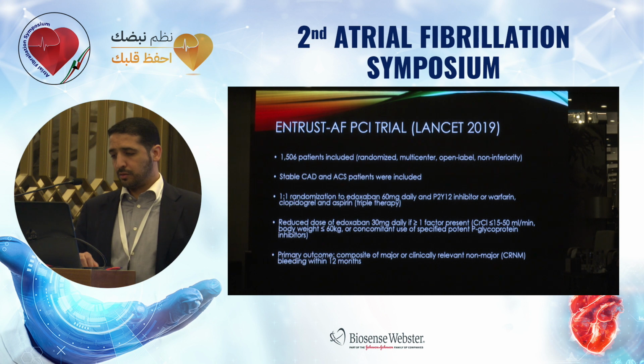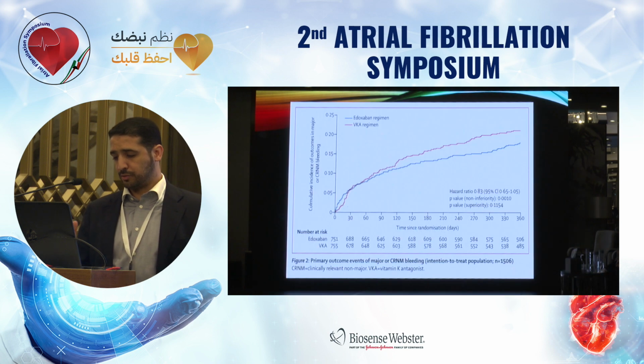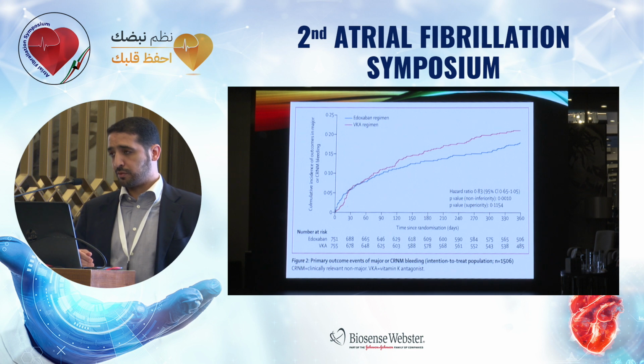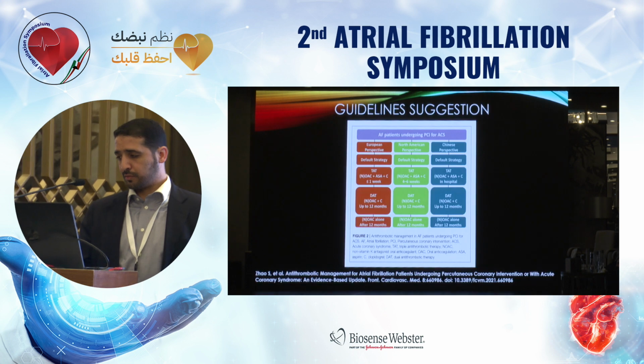And then there is the fourth trial, the ENTRUST-AF PCI trial, testing edoxaban, and it also showed a reduction in bleeding, as shown in this Kaplan-Meier curve, where the p-value for non-inferiority was significant, and there was no difference in thrombotic events comparing edoxaban to warfarin. Their primary outcome was to assess bleeding, and the safety outcome was to assess thrombotic events.